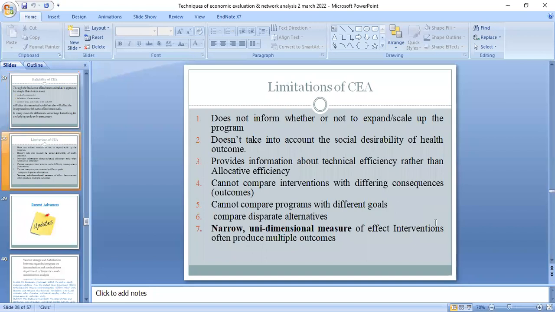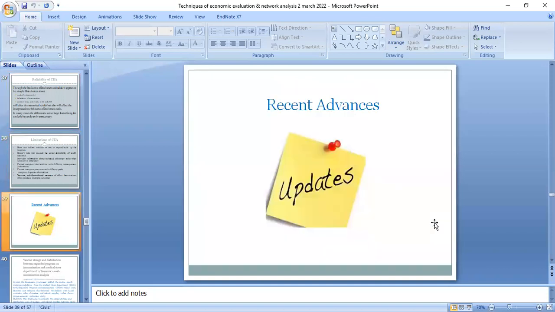Now the limitations of cost effectiveness analysis. It does not inform whether or not to expand or scale up the program. It does not take into account the social desirability of health outcome, and it provides information about technical efficiency rather than allocative efficiency. It cannot compare interventions with differing consequences or outcomes, and it cannot compare programs with different goals, or disparate alternatives. It is a narrow, unidimensional measure of effect. Interventions often produce multiple outcomes.